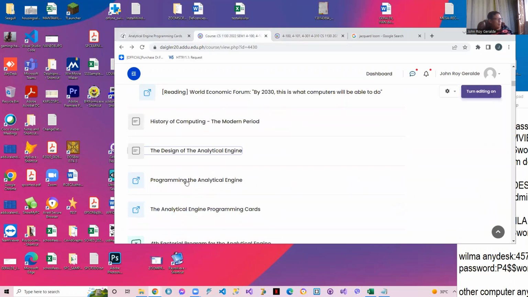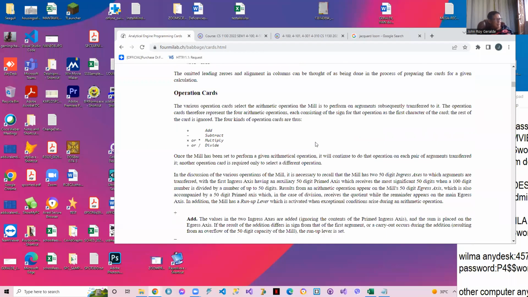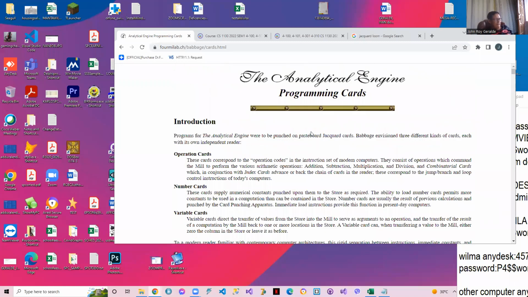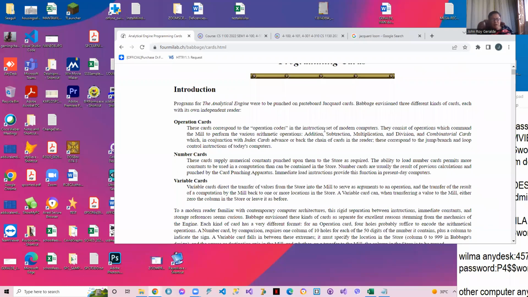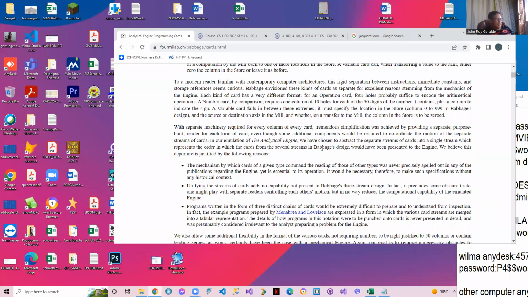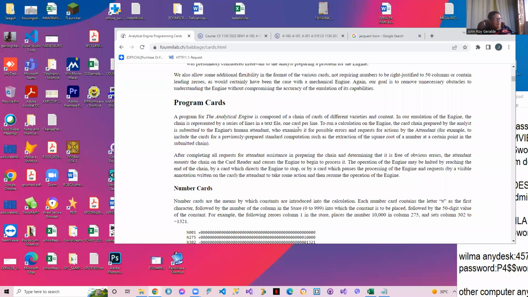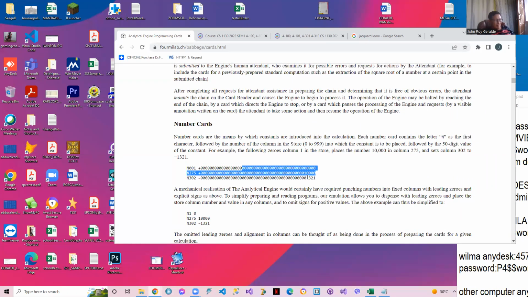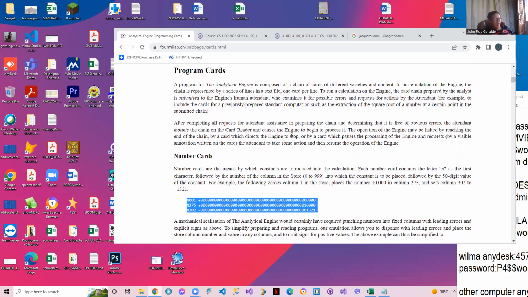Now, you can look at the next, programming the analytical engine. How do we program the analytical engine? Basically, programming is done by using cards. It's a series of cards of different types and contents. During the emulation, it's actually a simulation run of the engine. The chain is represented by a series of lines in the text, but these actually are stored in one card each. Do you follow?